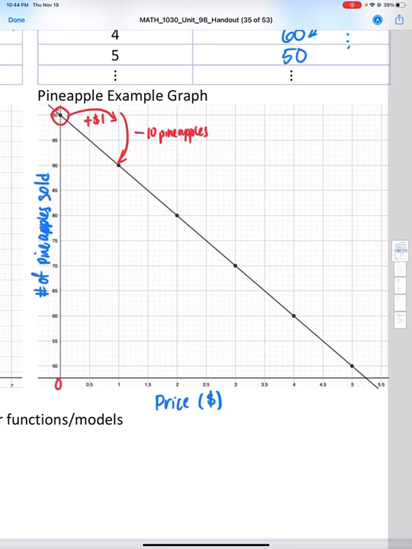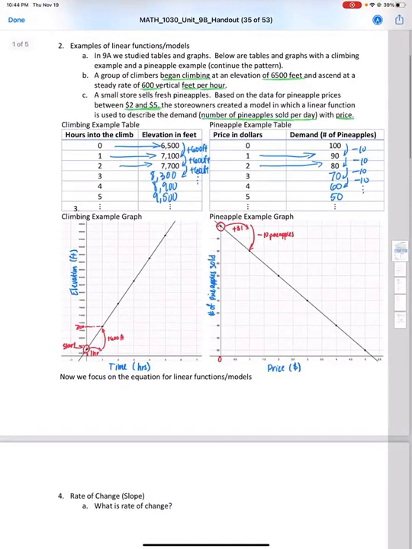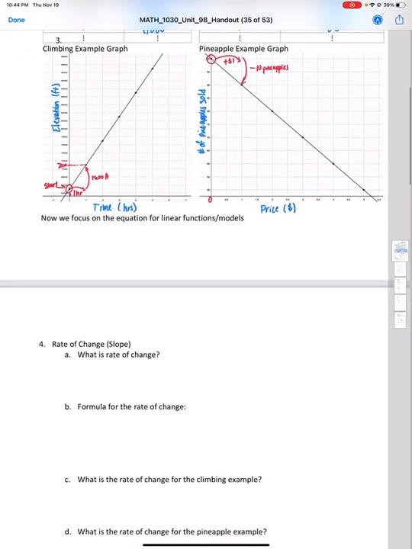All right, so that's how our linear function works. Okay. Now we focus on models.